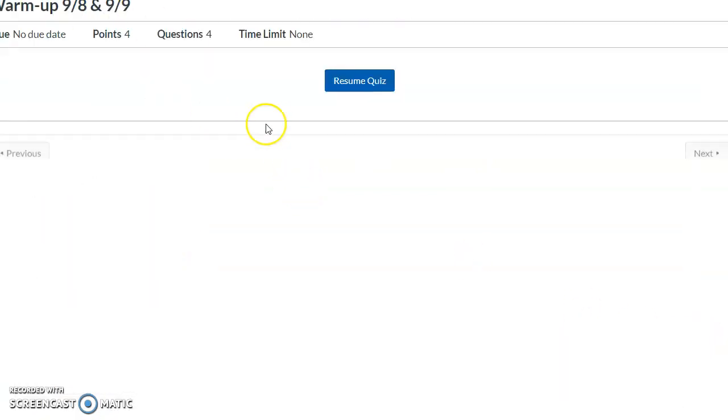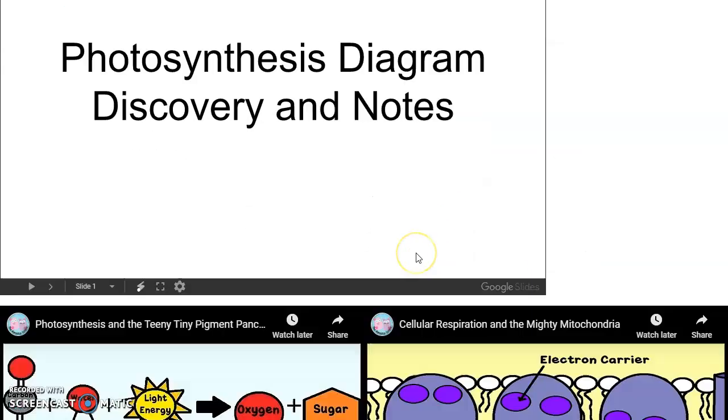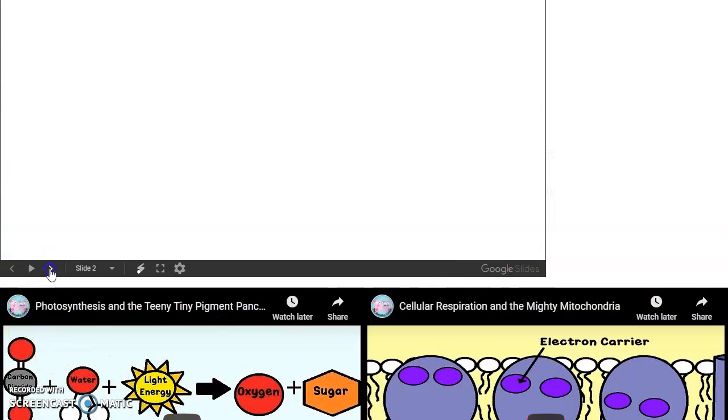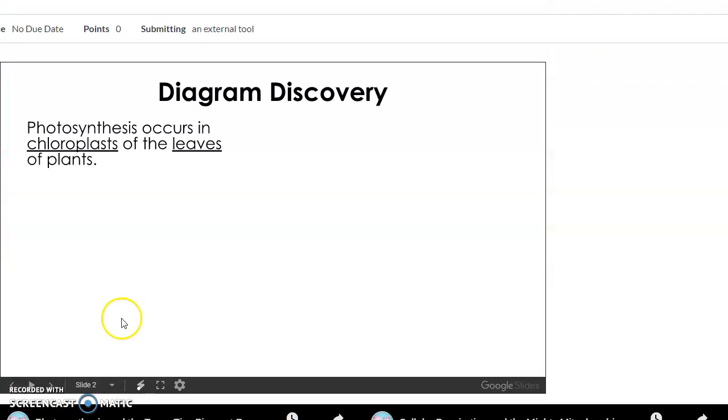Let me go back. Then there is an Edpuzzle where you watch the video and answer the questions that go with the video. This will help you with the notes. And then here we have the cell energy notes. You'll watch the videos and then with the notes there is a chart. When you sign into your Google account, it'll show it.